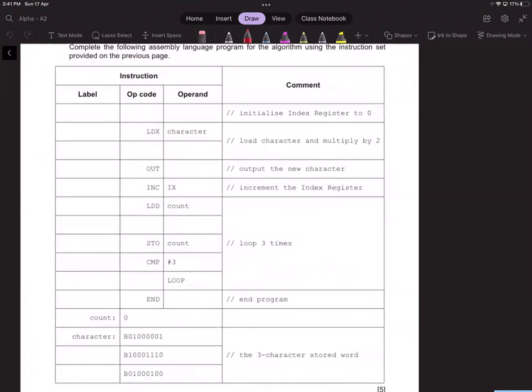Initialize index register to 0. It means that we are loading to the index register, LDR, and what we are loading? 0. Since it is a value, LDR loads directly to the index register. Then LDX character: load the character and multiply it by 2.